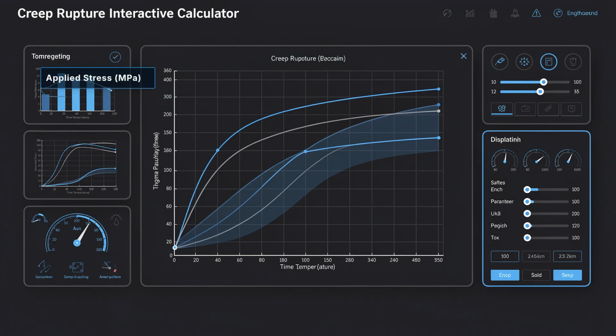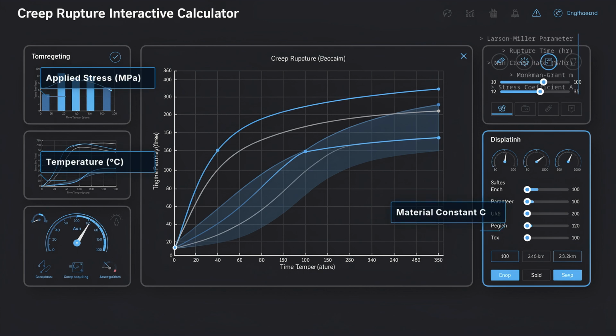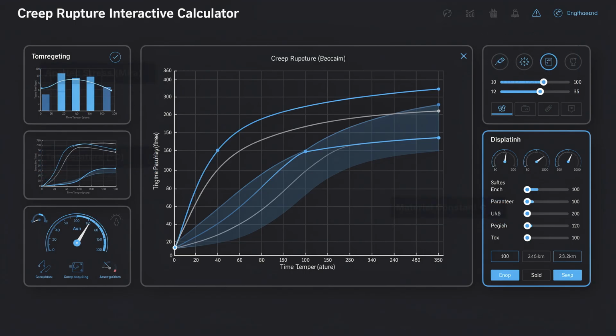Enter your applied stress in MPa, temperature in degrees Celsius, and material constant C. The calculator also requires Larson-Miller parameter, rupture time in hours, minimum creep rate as percentage per hour, Monkman-Grant constant M, Monkman-Grant exponent, stress coefficient A, and stress exponent N.